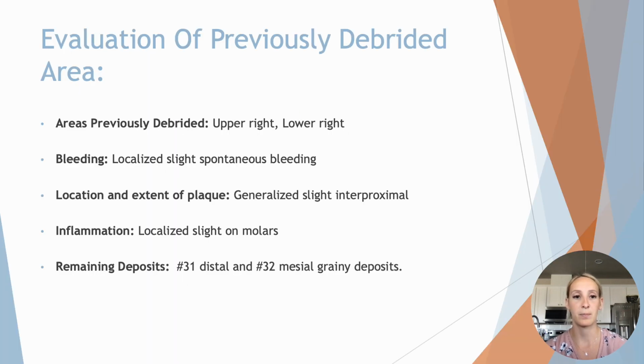Evaluation of the previous debrided area, being the upper right and lower right: bleeding, localized slight spontaneous. Location and extent of plaque: generalized slight interproximal plaque. And then inflammation, localized slight on the molars, and then remaining deposits were number 31 distal, 32 mesial, both grainy deposits.